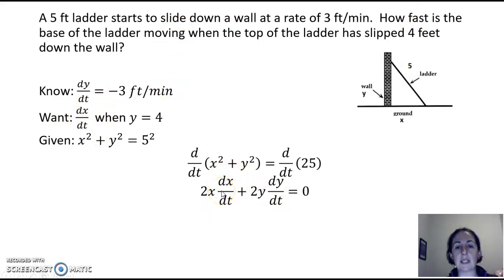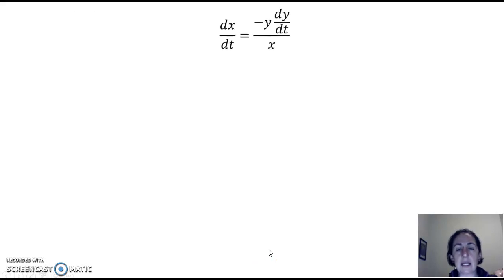Subtract that 2y dy/dt and divide by 2x. Notice these 2's will cancel. And so I have that dx/dt is negative y dy/dt all over x. And so I wanted this when y was equal to 4, and I knew that dy/dt was equal to negative 3.